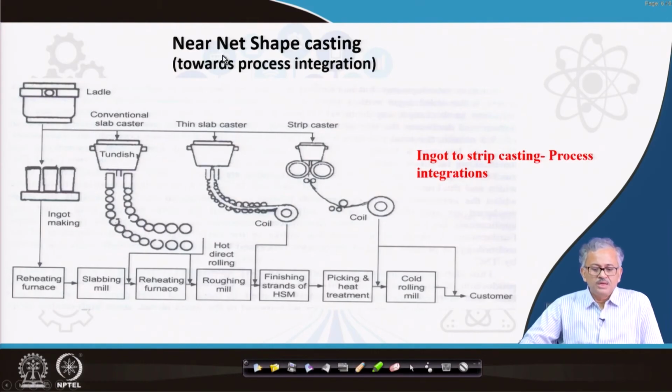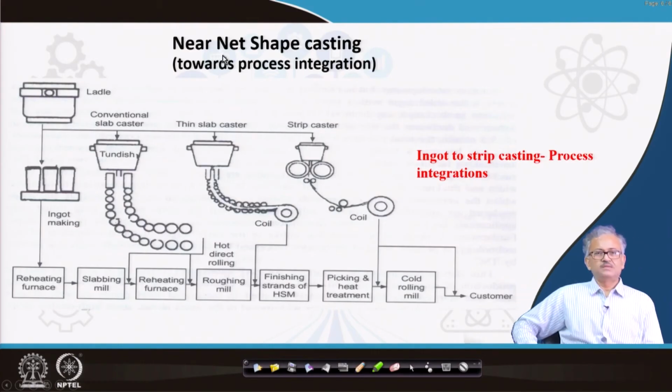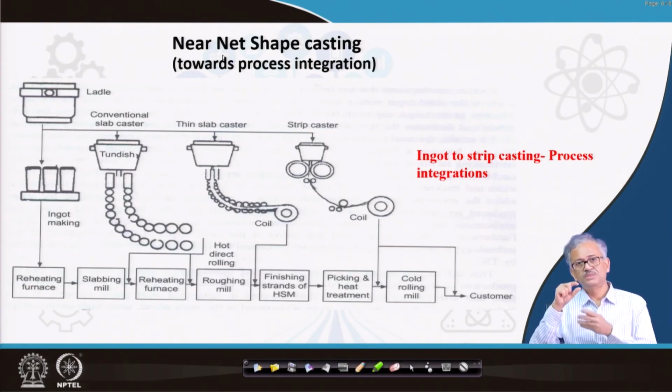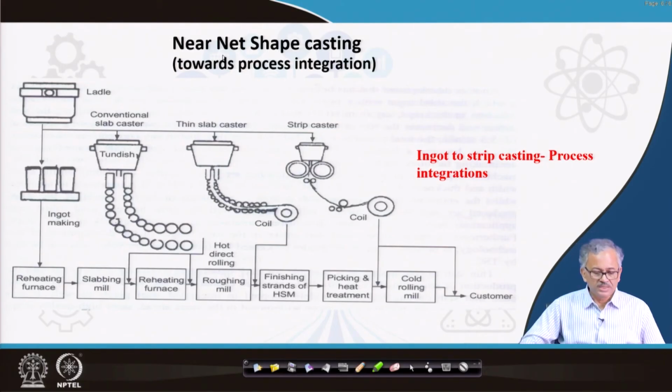Now I am coming to near net shape casting. As I said, this is a tremendous breakthrough of continuous casting. We can now cast a thin slab, with a thickness of 50 to 80 millimeter. So it obviously decreases the rolling. You can see this is the ingot casting, I have just compared. There is thin slab casting, the 50 to 80 millimeter, and strip casting, which can have 5 millimeter.